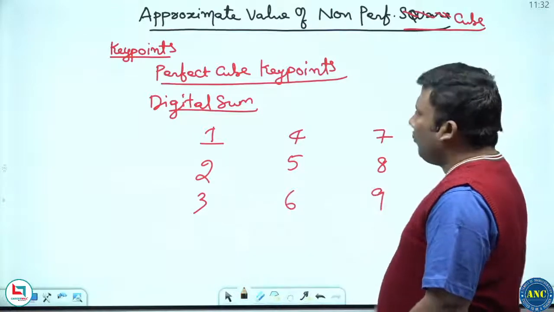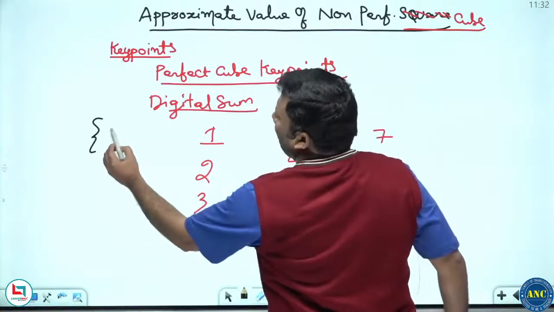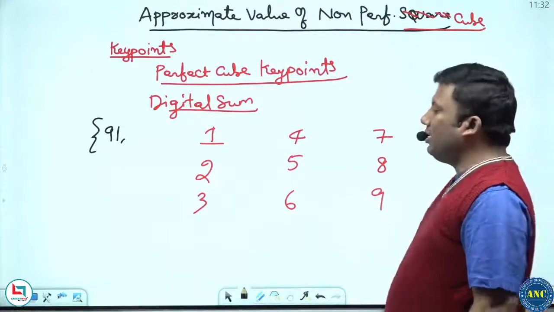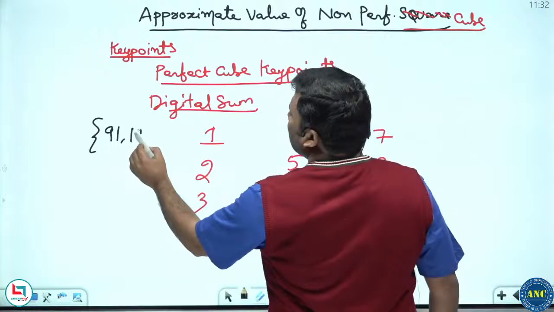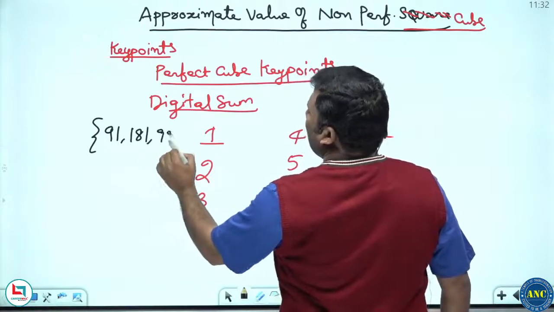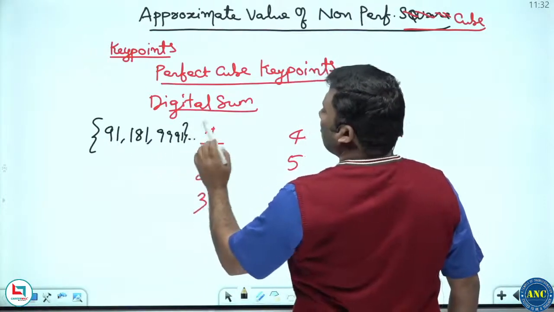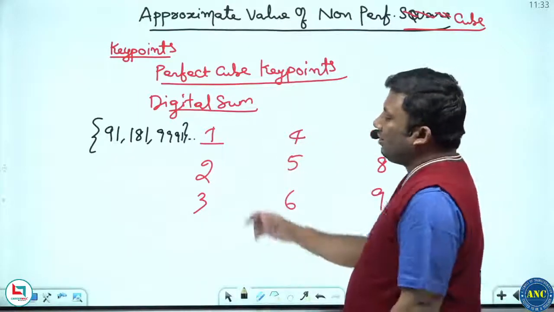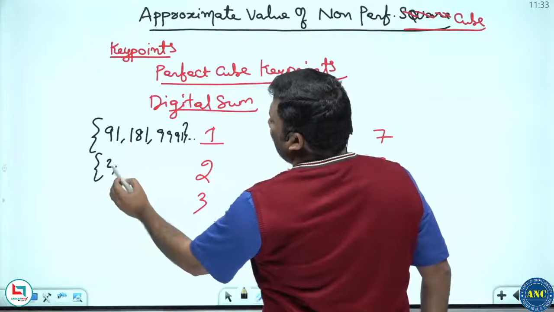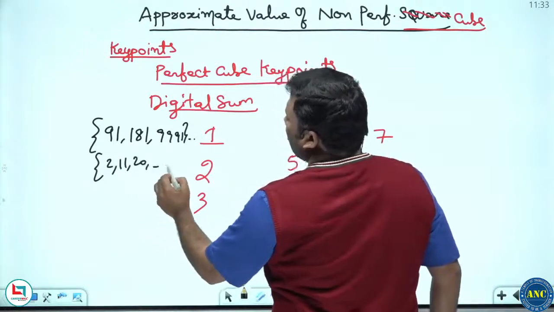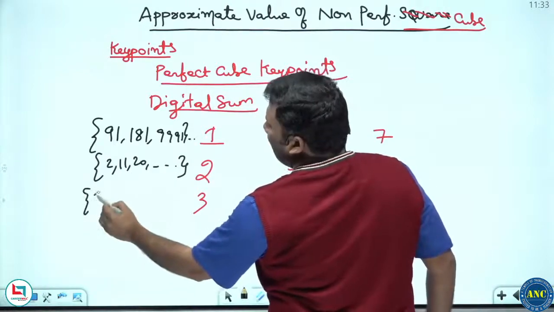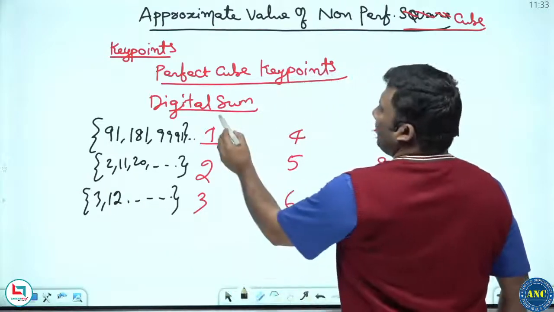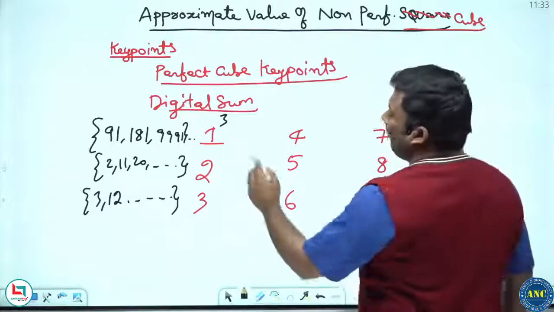Now see here. 91, if I take, what is the sum of the digits? 9 plus 1, 10. 10 is nothing but 1. 181, digital sum is 1. 9991, digital sum is 1. I am taking the set of all the numbers whose digital sum is 1, then 2, then 3. If I cube it, I will get a perfect cube.